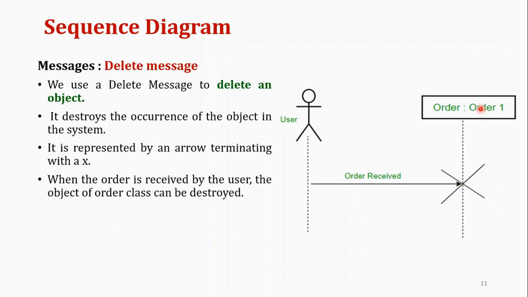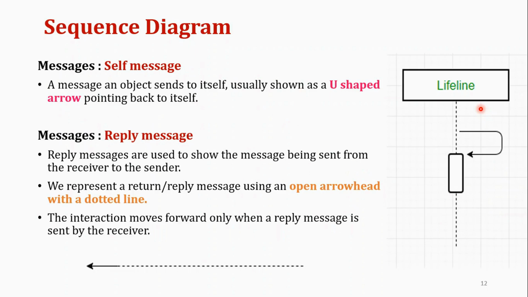And next one is the self message. Sometimes an object sends a message to itself. This is represented using a U-shaped arrow returning to the same lifeline. So this lifeline, and it indicates an internal operation or method call. So that is what the self message is.